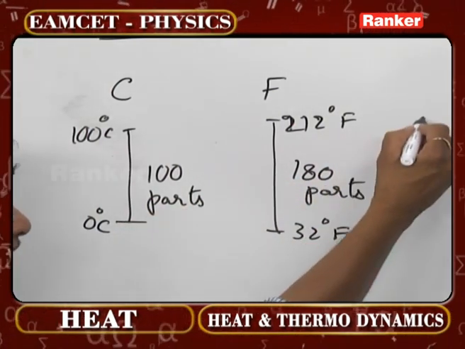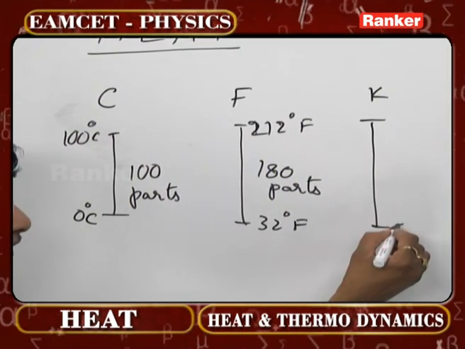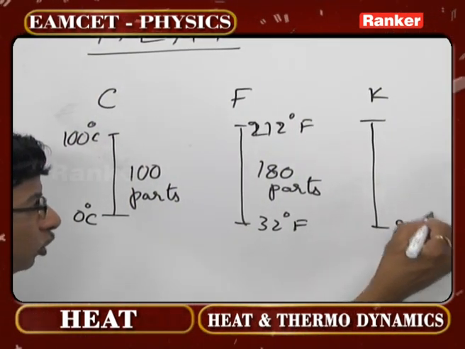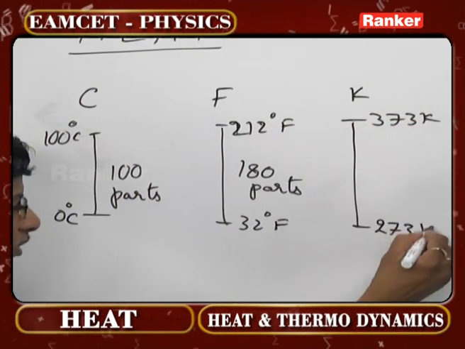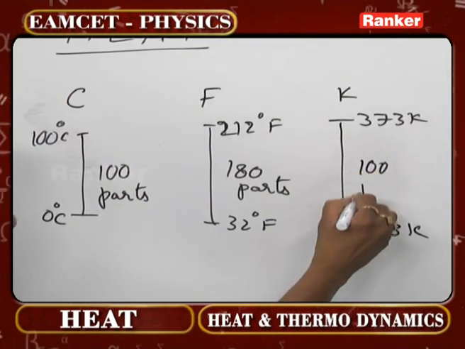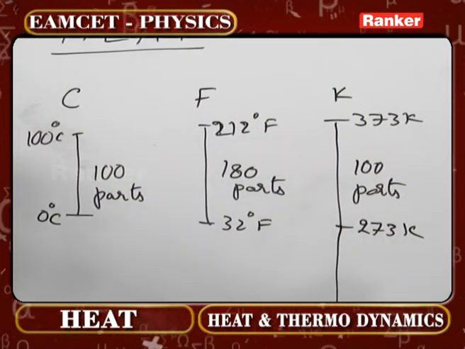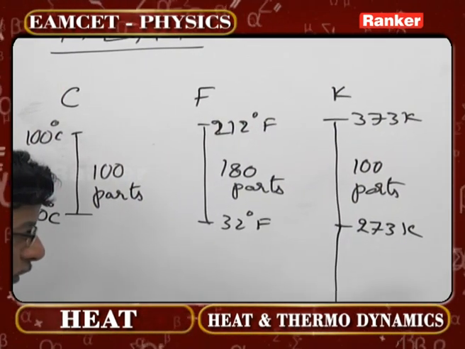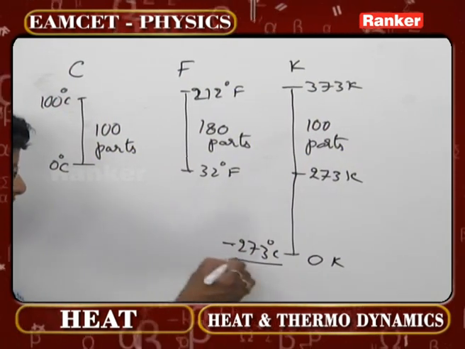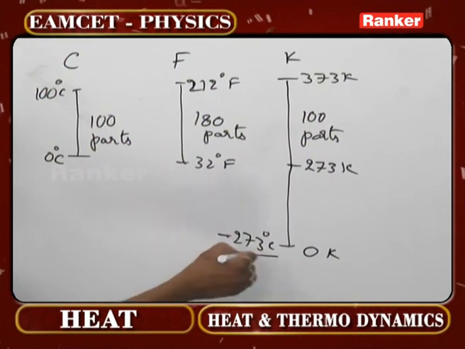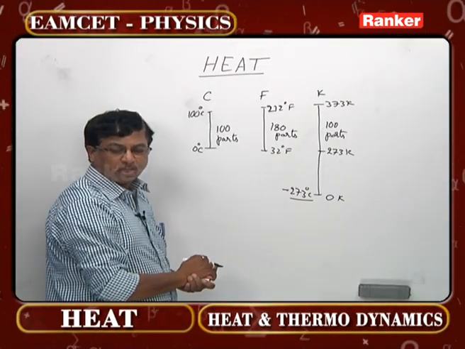Coming to the next one, Kelvin, which we call absolute temperature, ranges from 273 Kelvin to 373 Kelvin. In between these two, once again we have exactly 100 parts. Down below this, it extends up to 0 Kelvin, which is minus 273 degrees centigrade. This is the least possible value of temperature one can expect of a body.